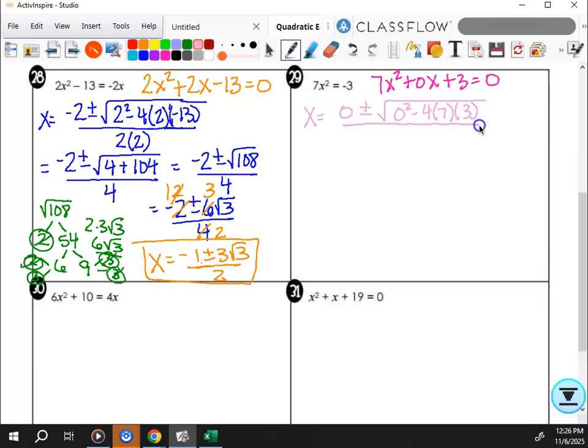I think I do better when I'm saying it out loud, maybe. Over 2 times a, maybe not. Who knows? All right, so now this time that 0, really, that is 0, and that does get to just go away. So we are left with plus or minus the square root of, all right, so that 0 squared is just 0. I know it's going to be a negative, and that's going to be a negative. Is it 84? I totally don't trust myself anymore. Okay, yes. All over 14.